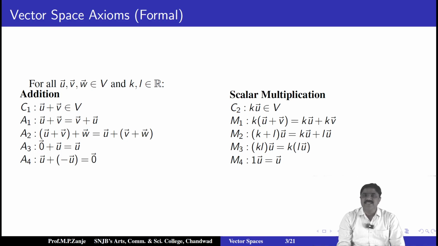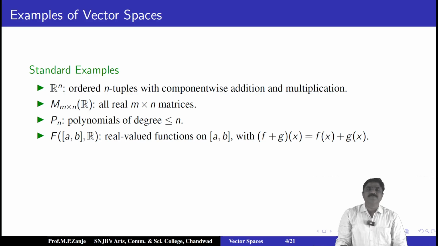And 4 multiplicative axioms: scalar k distributes over addition, k into u bar plus v bar is equal to k u bar plus k v bar, k plus l into u bar is equal to k u bar plus l u bar. It is associative with respect to multiplication, kl into u bar is equal to k l u bar, and 1 is the multiplicative identity, 1 into u bar is equal to u bar.